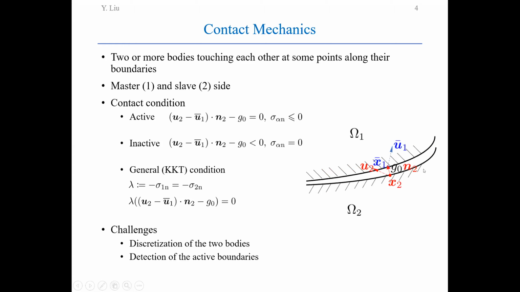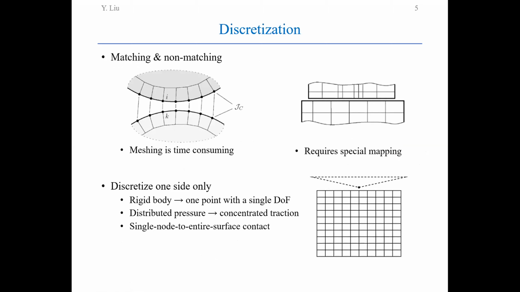However, the contact mechanics has two main challenges. The first challenge is how can we discretize the two bodies on each side of the contact surface. The second challenge is how to detect which part of the boundary is active and which part of the boundary is not active. This is what our algorithm solves.